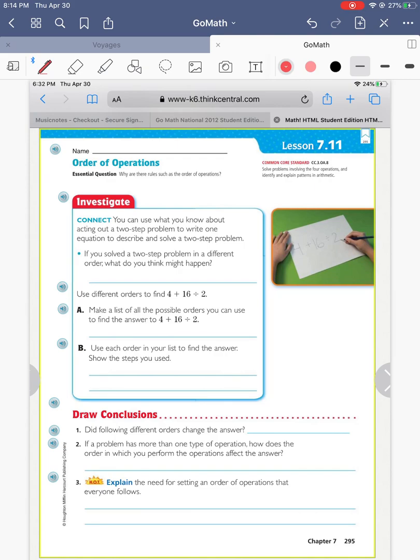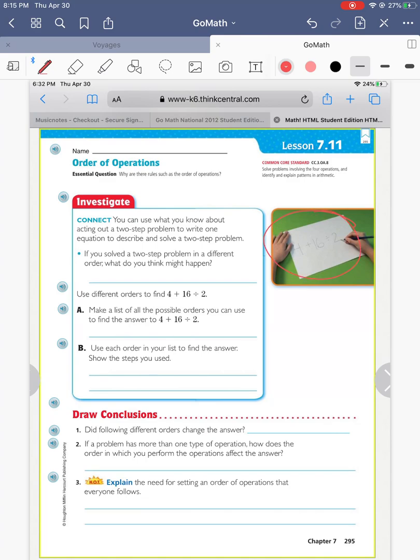However, we haven't learned order of operations, so I want to make sure we do that before we move away from the GoMath book and start working on fractions for the rest of the school year. So this first page is introducing us to the idea of order of operations, and then the next page will really go into how to use the order of operations.